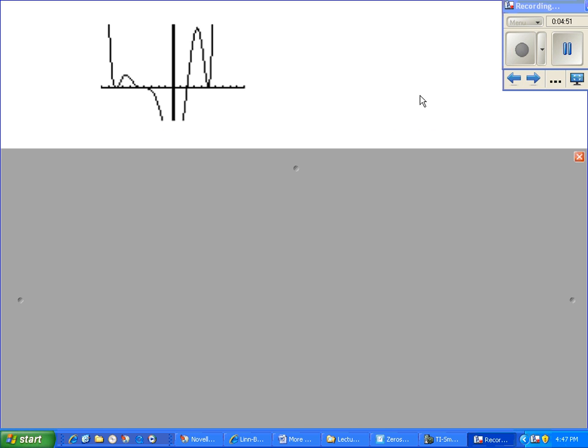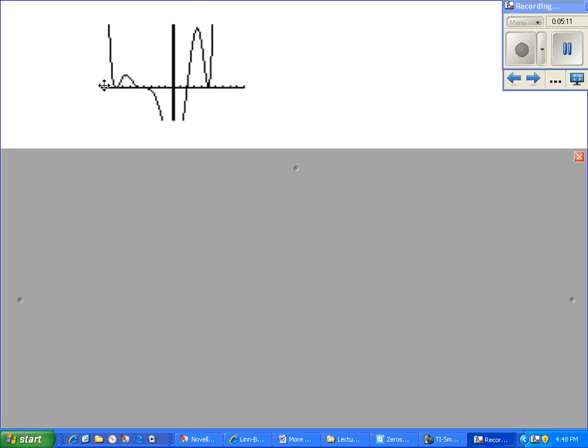Okay, so let's take a look at this messy little guy. Here, it looks like the graph is touching and bouncing off. Here, the graph is passing through the x-axis. Here, the graph is passing through the x-axis. And then here, the graph is touching and bouncing off. So what might be the degree of this polynomial?